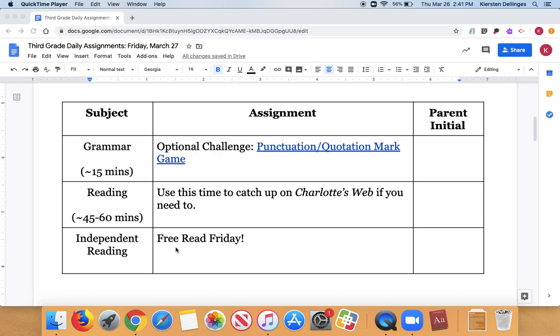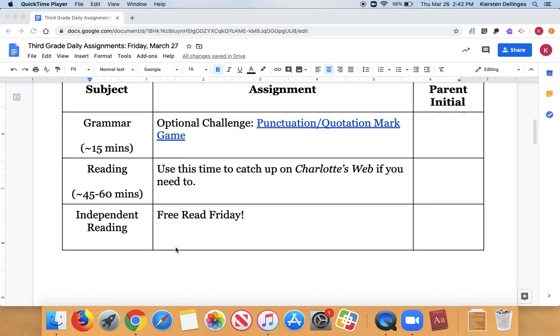Reading. So we are going to have our free read Friday. So as long as you read for at least 30 minutes, probably a little bit longer today because I'm not giving you a specific reading activity. If you need time to catch up on Charlotte's Web, if you're behind on your reading, if you're behind on the comprehension packet, if you're behind on the character trait study for Fern and Charlotte, that's something that you need to do so that you are all caught up before I introduce some new activities next week.